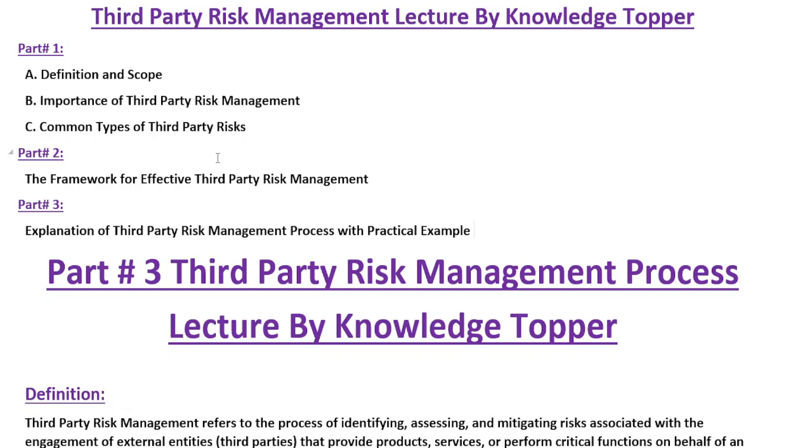This is our third part in which we will cover the third-party risk management process with the help of a practical example. In our first part, we have already covered the definition, scope, importance, and types of third-party risk management with the help of a practical example. And in the second part, we have already covered the third-party risk management framework. So if you haven't watched those videos, I suggest you please watch them first in order to have more clarity in understanding the process of third-party risk management.